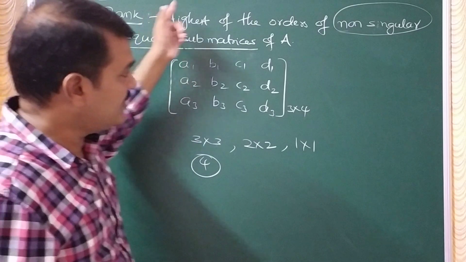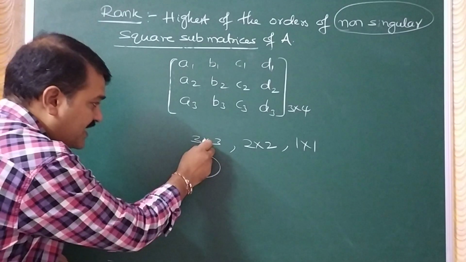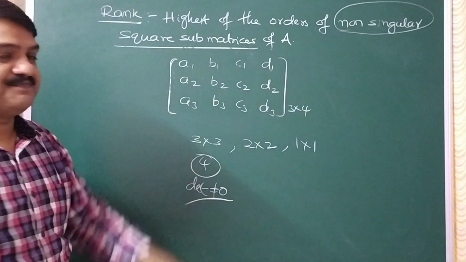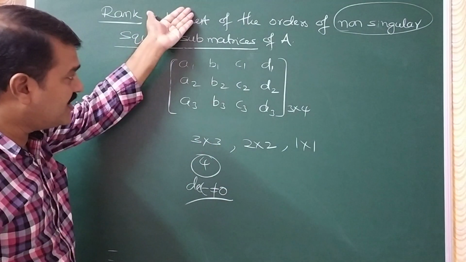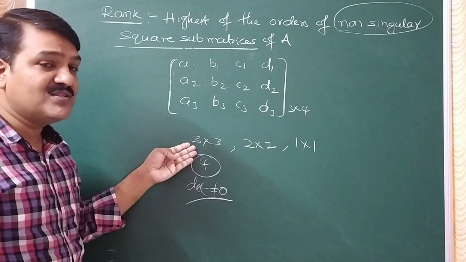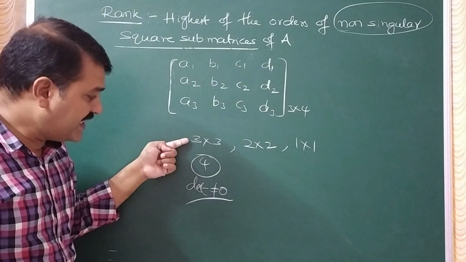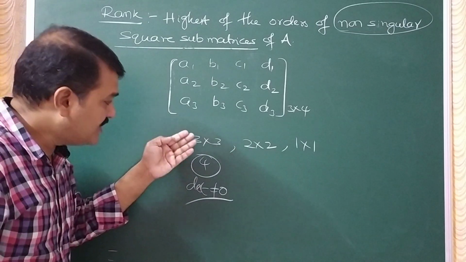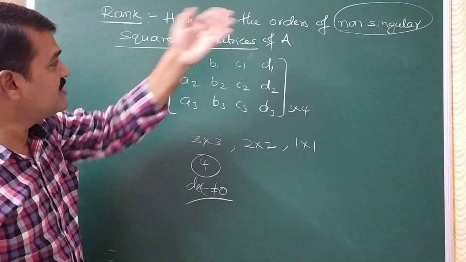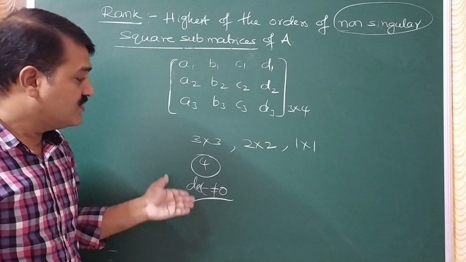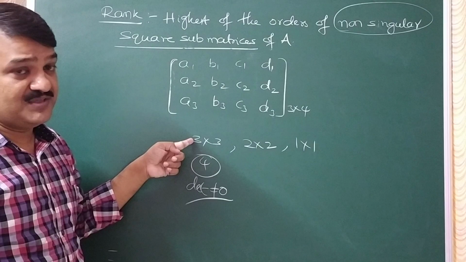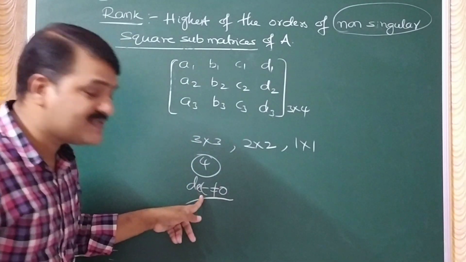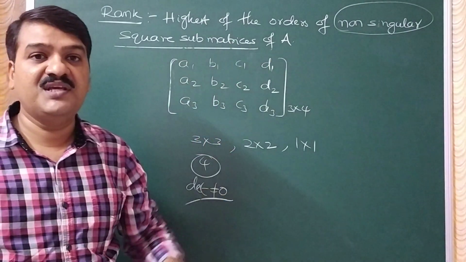Therefore what we will do is, I will see whether I can find a non-singular matrix in this. Because highest order is rank, this is the highest order we have now. So if I can find a non-singular submatrix in this, this is going to be the highest order non-singular square submatrix. So therefore, first I will check 3 cross 3. If I can find at least one non-singular submatrix in this, the rank is going to be 3.